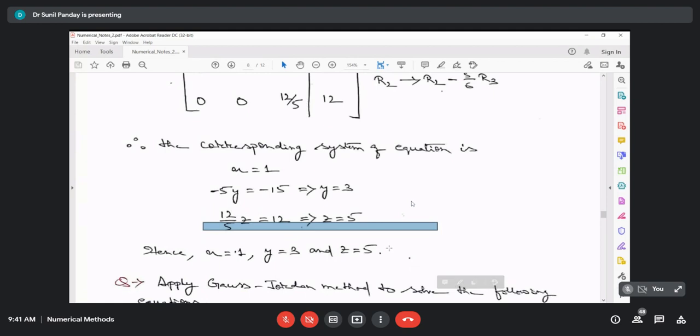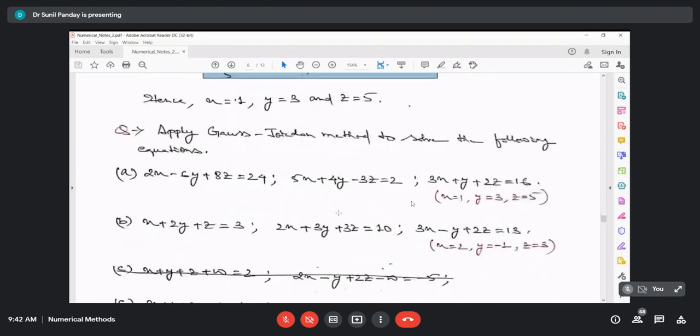So this is the Gauss-Jordan method to solve the system of equations. Till now, in this Gauss-Jordan and Gauss elimination method, we are getting the exact solution, not an approximate solution. But sometimes we have many complicated equations, or a larger number of equations. Instead of 3 we have 10 or 11, so this procedure is difficult. So we have other methods.